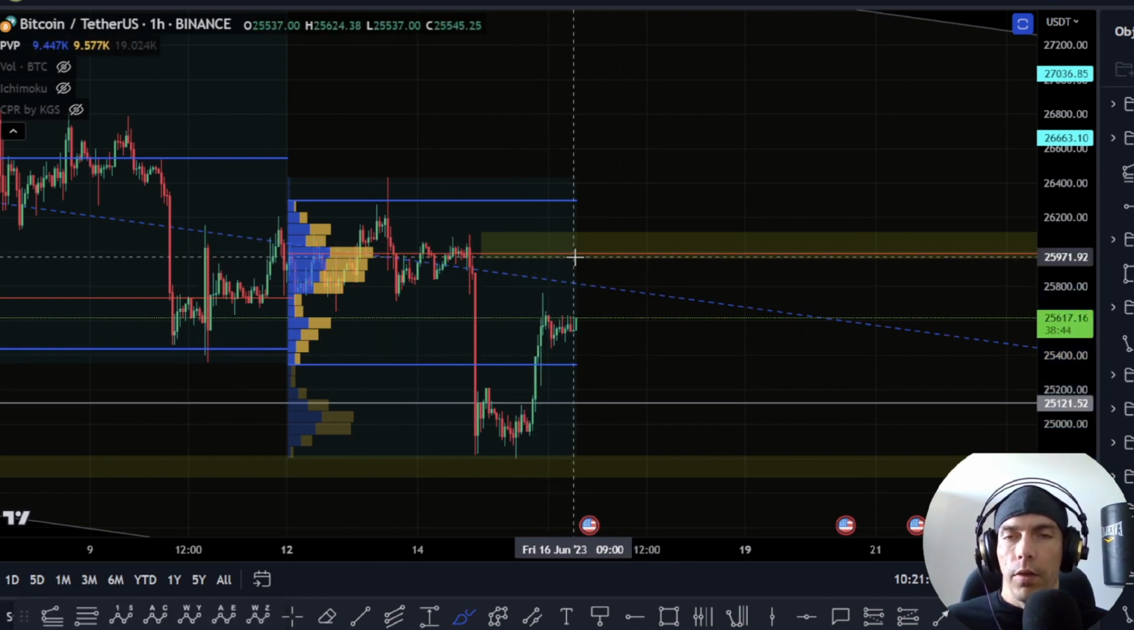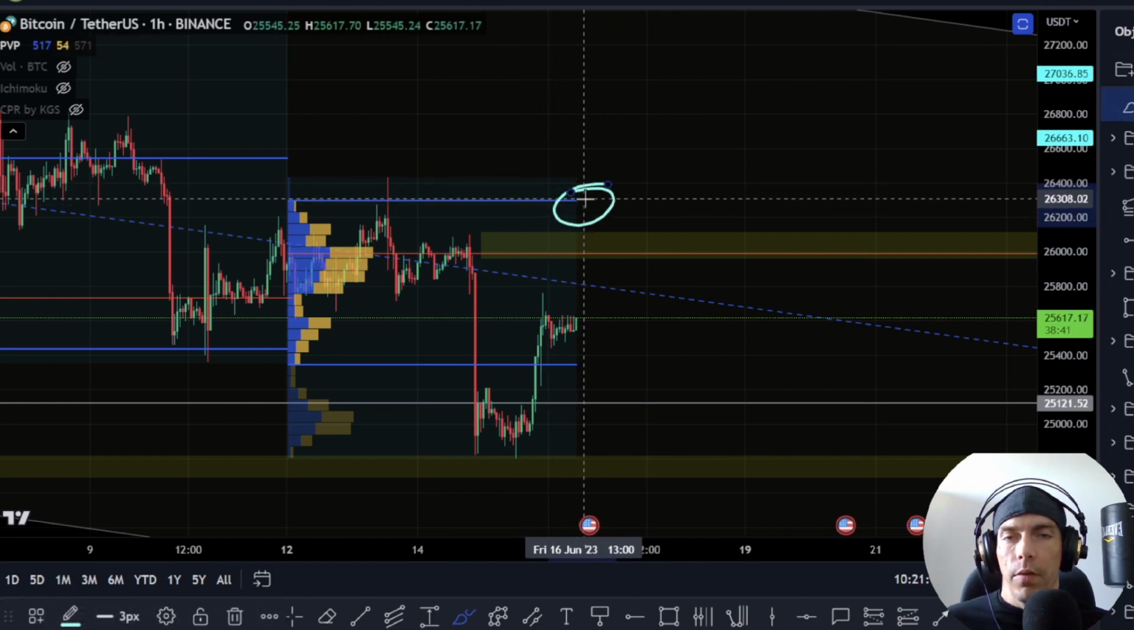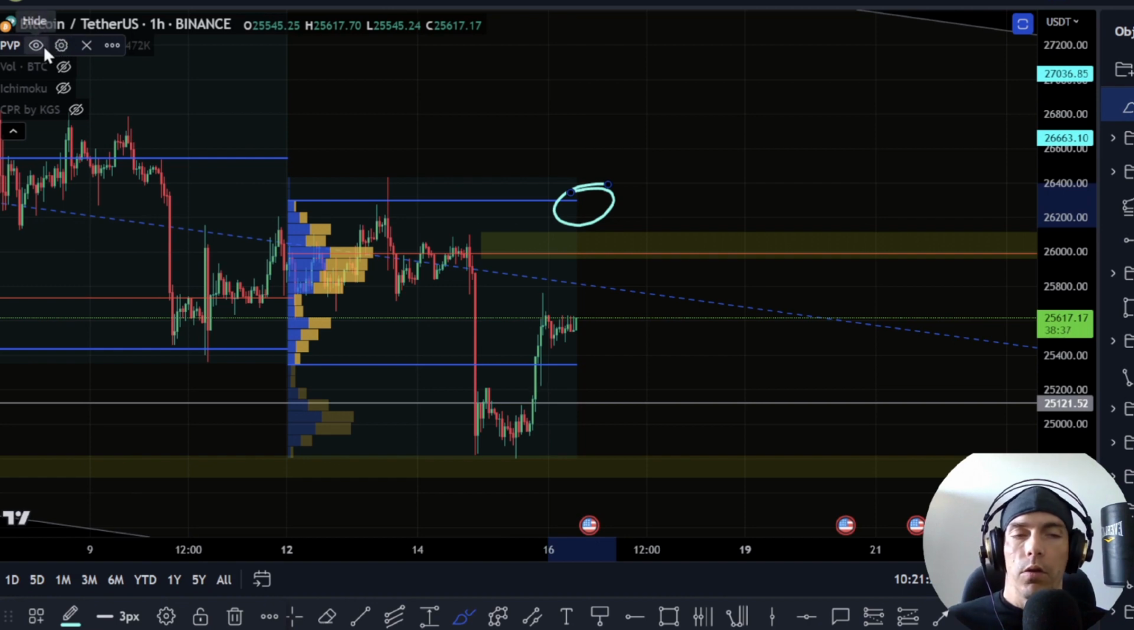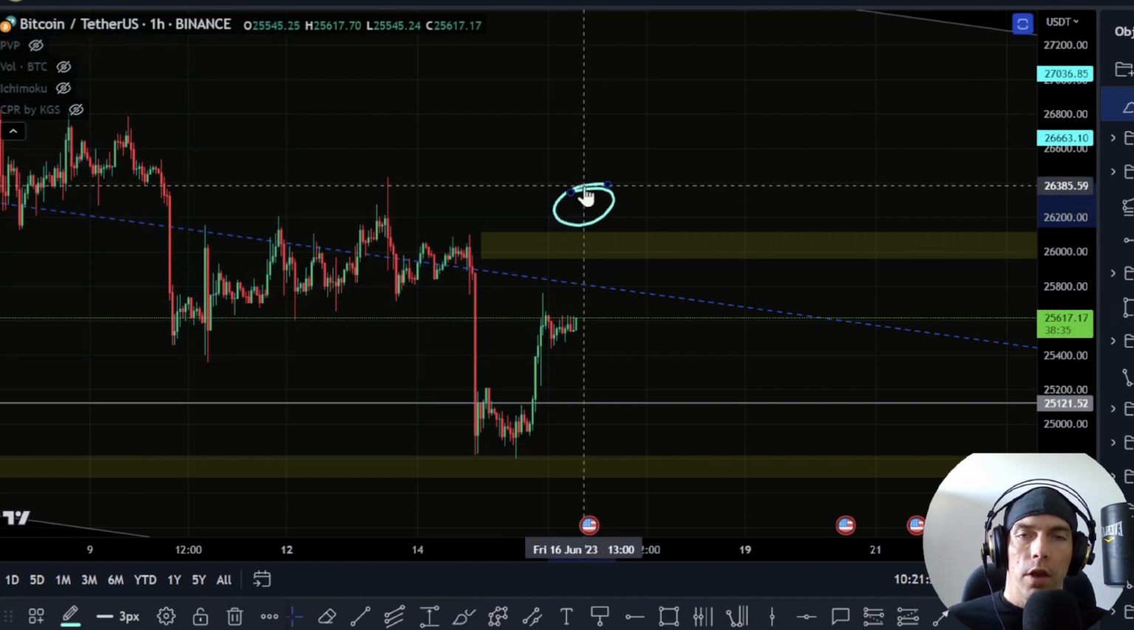So need to keep an eye on that level, as well as, if we move up higher here, the value area high is currently sitting towards this 26,302. So I would be keeping an eye on those levels if we do look to push up here.